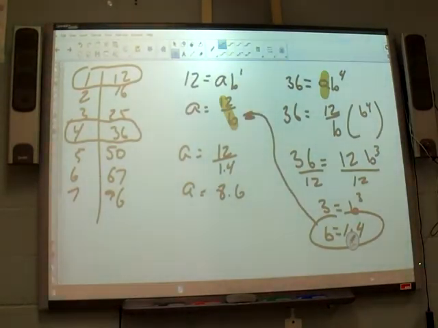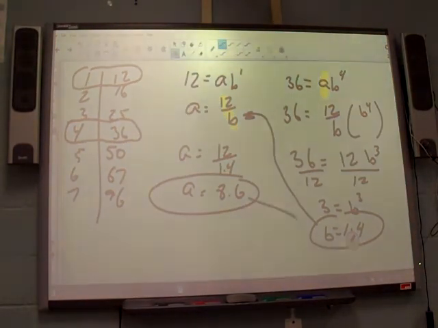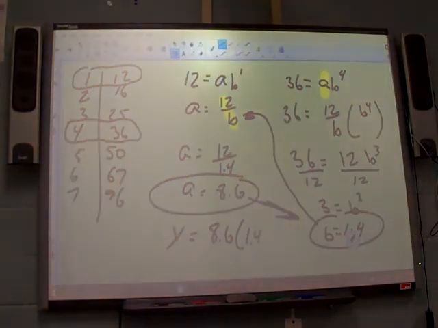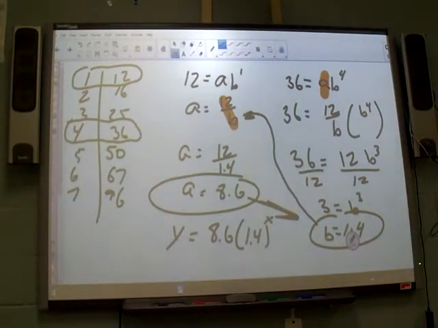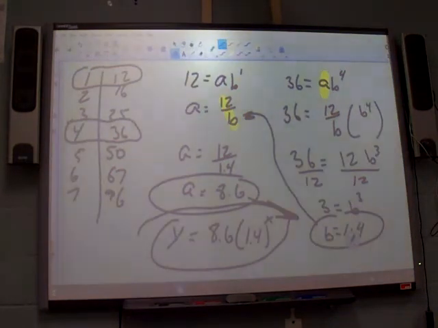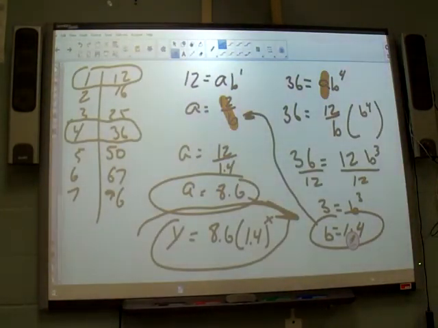So for my final answer, I've got an A, I've got a B. All I got to do is say Y equals my A times my B to the X power. That's your final answer. That made a lot more sense this time. Good. Usually it takes a couple.